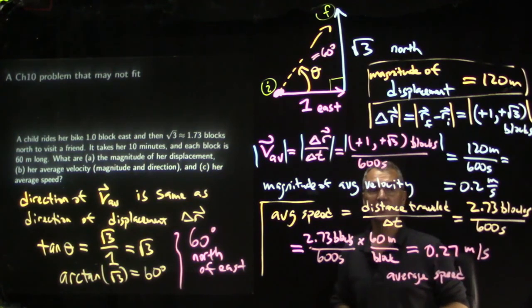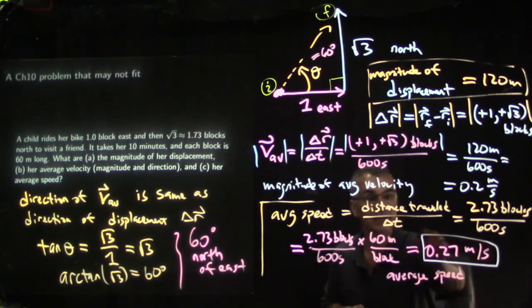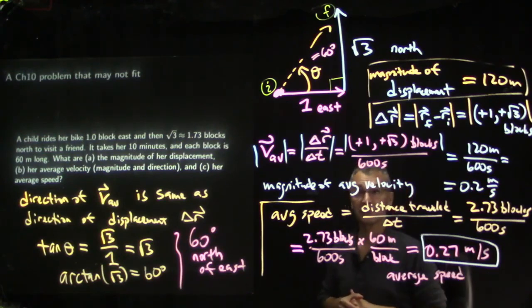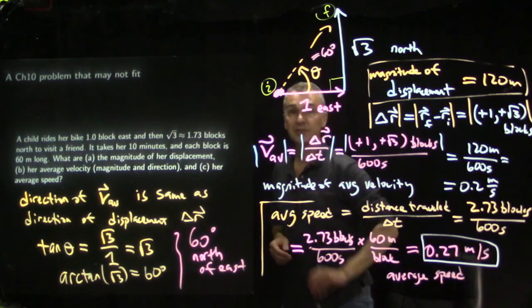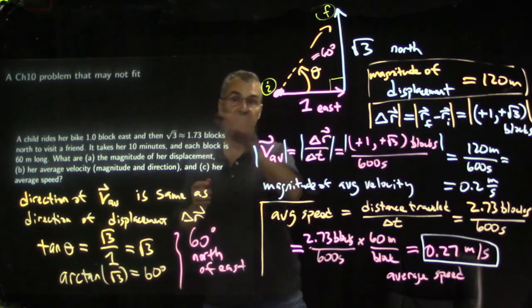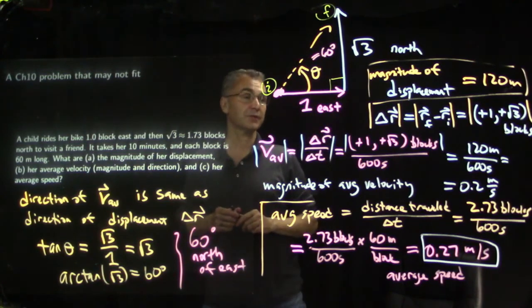So the magnitude of her average velocity is 0.2 meters per second, whereas her average speed is 0.27 meters per second. And it makes sense that her average speed is bigger than the magnitude of her average velocity because she changed direction. And one thing that's more subtle about this than the chapter 1 problems is that she didn't change direction along a line, she changed direction in a plane. So then you have 2 dimensions to work with. And we had to use the Pythagorean theorem and some trigonometry.